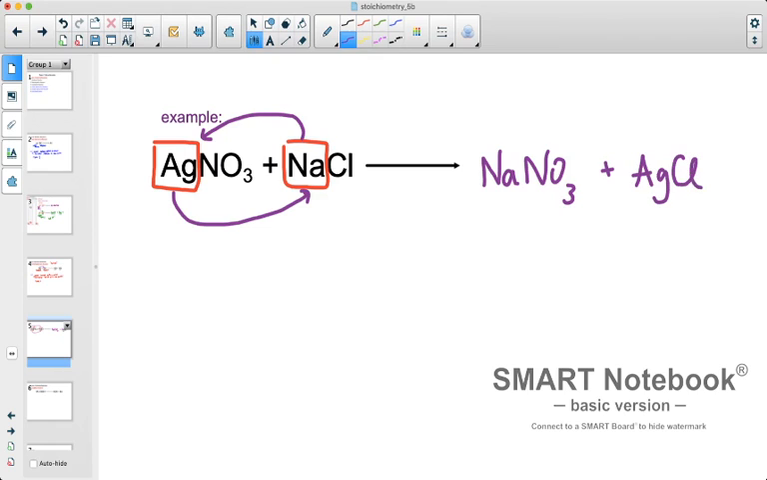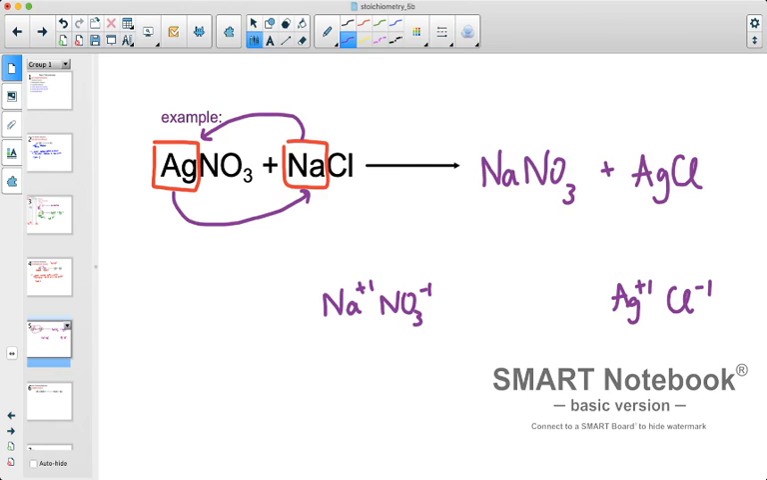Now, since they're both ionic, I have to double check to see if the formulas are written correctly. Na is +1, NO3, if you look at table E, it's -1. I crisscross, formulas are okay. Now Ag is +1, Cl is -1, okay, that formula is okay. You always have to check the formulas after you determine the products.